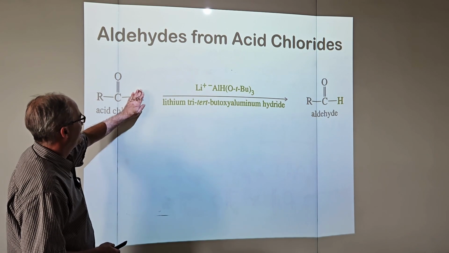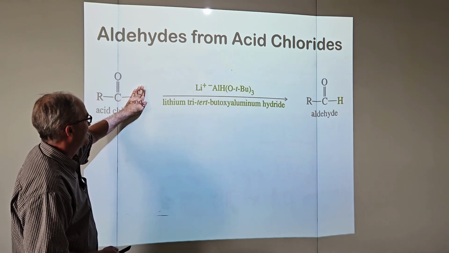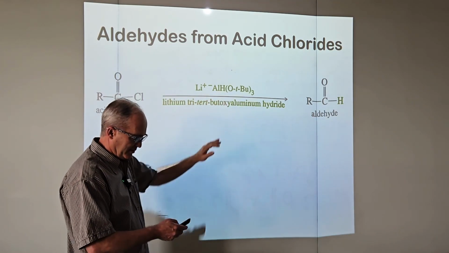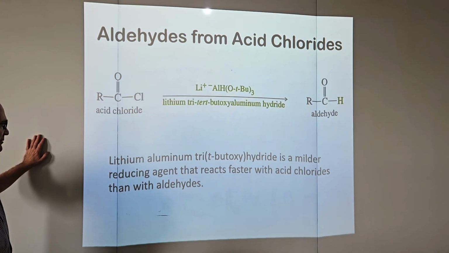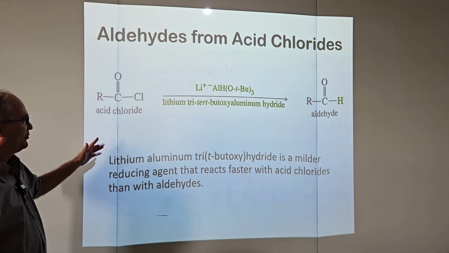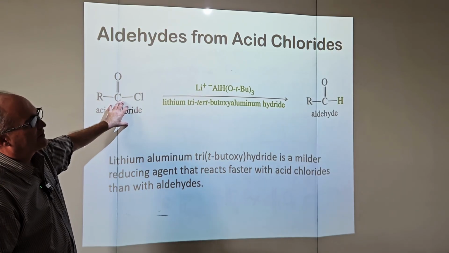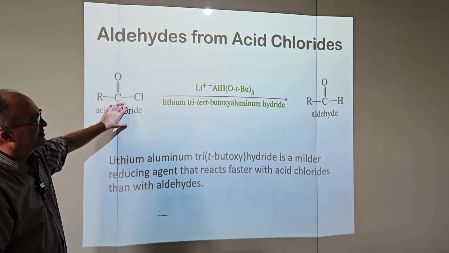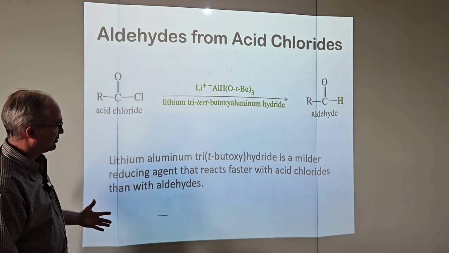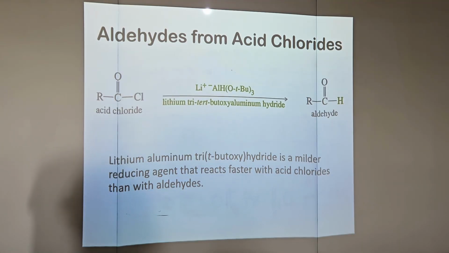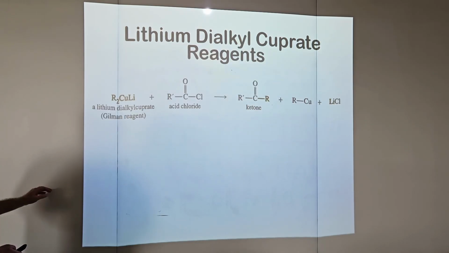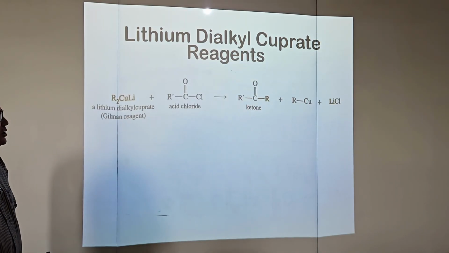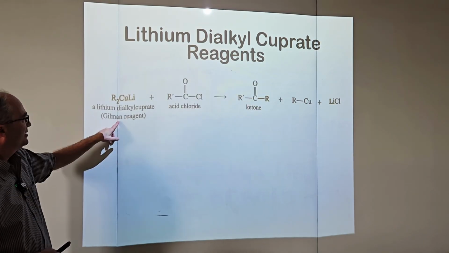Here's the acid chloride. If we can just put a hydrogen there, we'll have an aldehyde, and our reducing agent will do that. Lithium aluminum tri-tert-butoxyhydride is a milder reducing agent, because before, remember, if you hit this with lithium aluminum hydride, you would get the primary alcohol. Chemists have found ways to calm down the hydride and make it milder so it stops at the aldehyde.